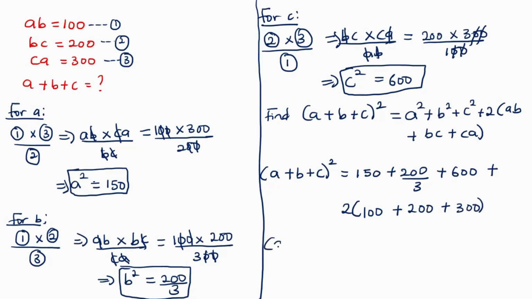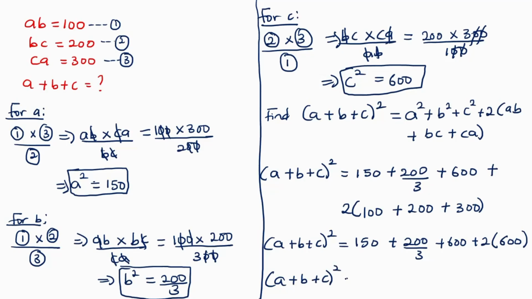Okay, so we have that (A plus B plus C) all squared is equal to 150 plus 200 over 3 plus 600 plus 2 into 100 plus 200 is 300. 300 plus 300 is going to give us 600. And we have that (A plus B plus C) all squared is equal to 150 plus 200 over 3 plus 600 plus 2 times 600 will give us 1200. So we have this right here.